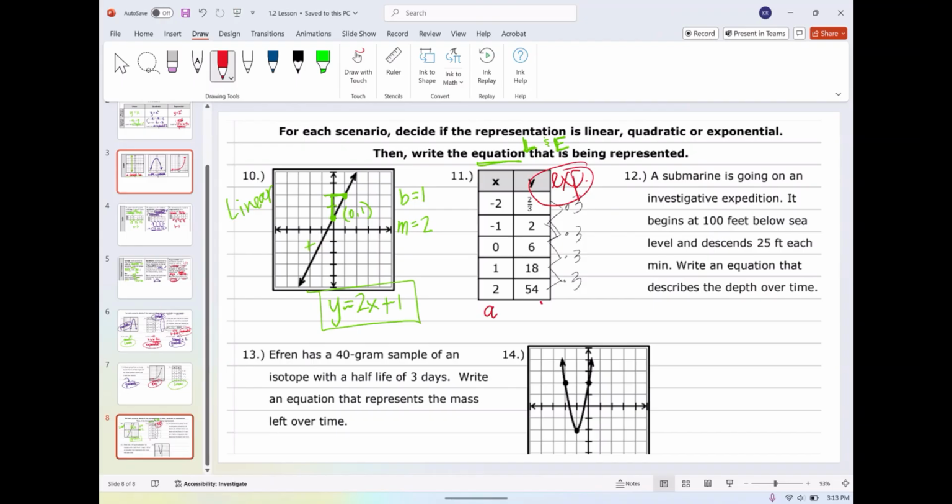And now we just need to find the a value, remember, which is our y-intercept or our initial amount. So right here, our a value is 6. And then whatever we're multiplying by, that common factor, is our b value. Sorry, my 6 looks like a b. Our b value is 3. So then our equation, remember, it's a times b to the x power. So I'm going to go 6, which is our a, times our b, which is 3, to the x power.